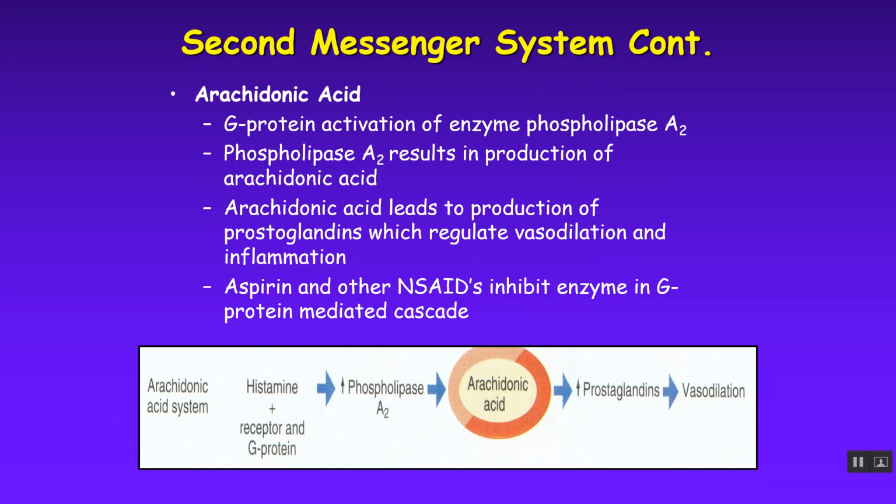And then the arachidonic acid pathway is also another G protein pathway. In this case, an allergic response can happen here. So histamine could bind to a G protein mediated receptor, and the G protein activates phospholipase A2, which is a type of enzyme. When activated, phospholipase A2 will produce arachidonic acid. That second messenger will then cause your cell to produce prostaglandins, which causes vasodilation in the area of inflammation. And so this would be a second messenger system in the inflammatory pathway.